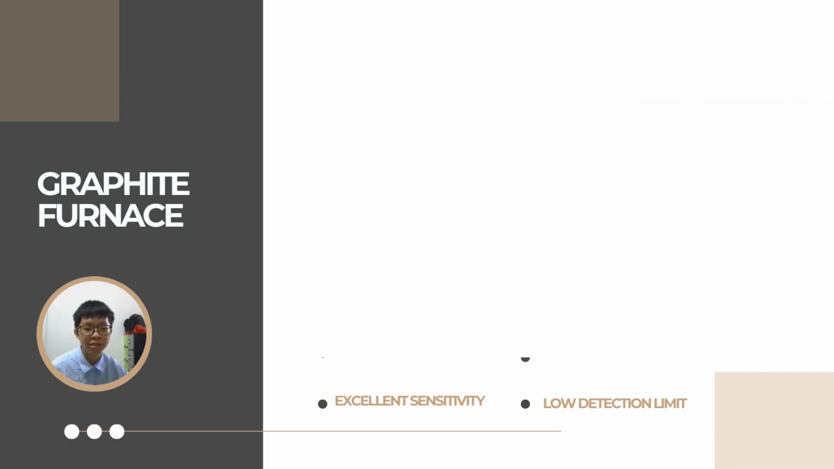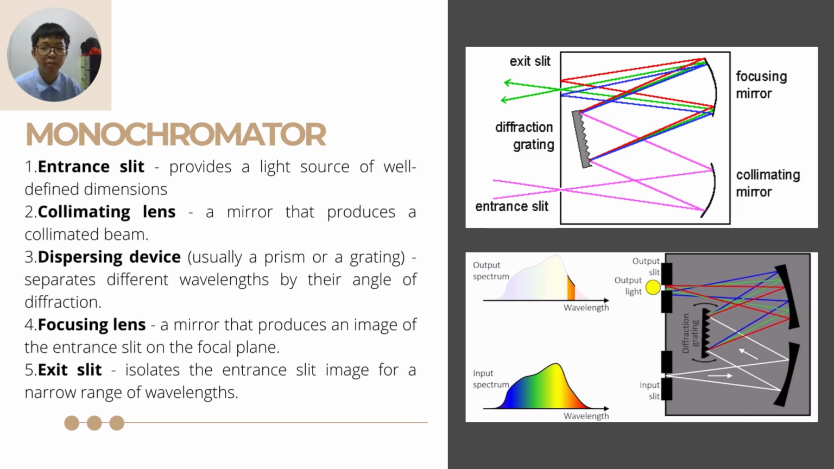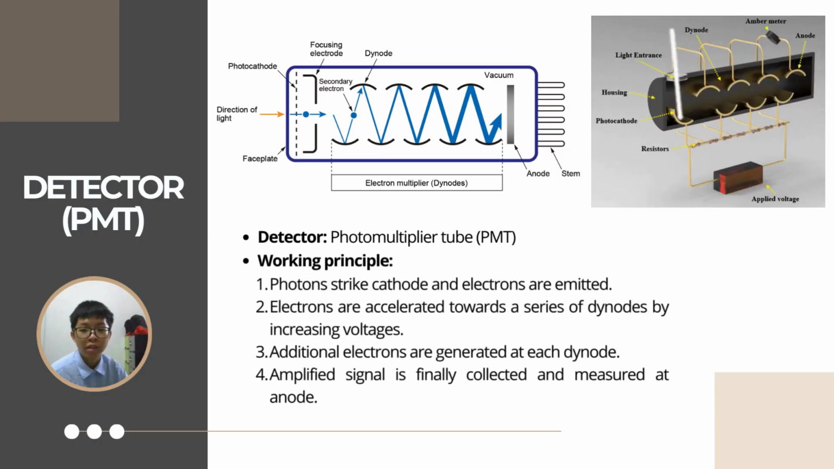and temperatures. Now, we will have a look at the monochromator. From the diagram above, we can see the components of the monochromator. And from the video below, we can see how the monochromator selects the specific wavelength of light by adjusting the dispersing device. The detector that we use in GFAAS is the PMT, photomultiplier tube.